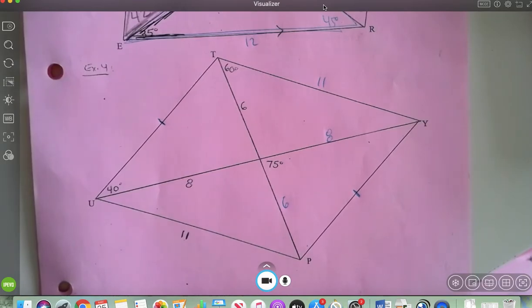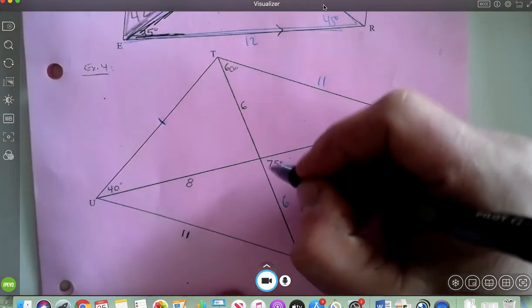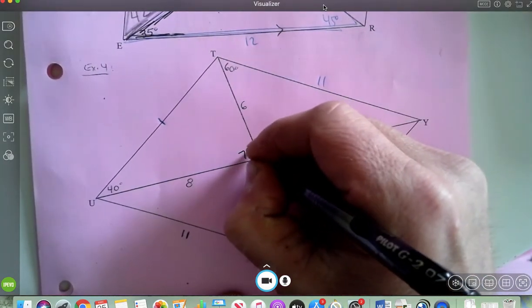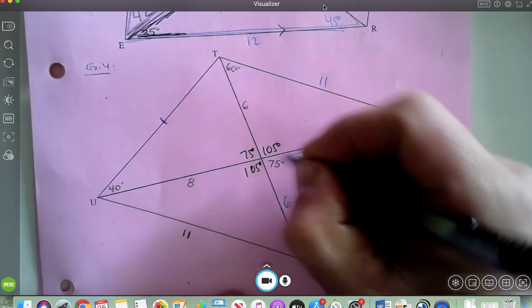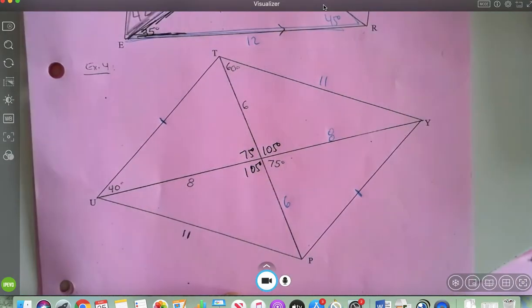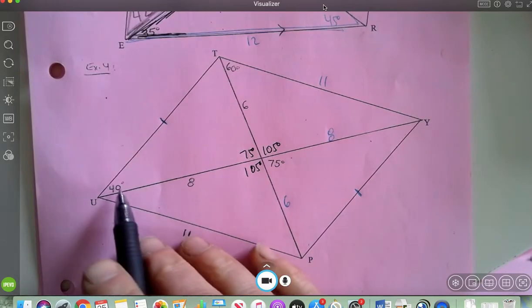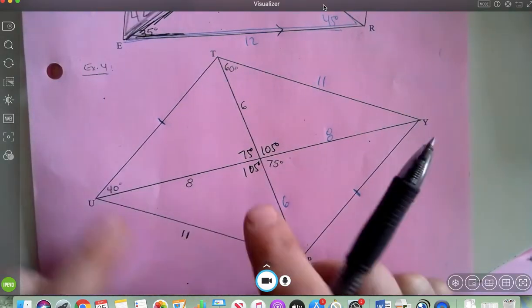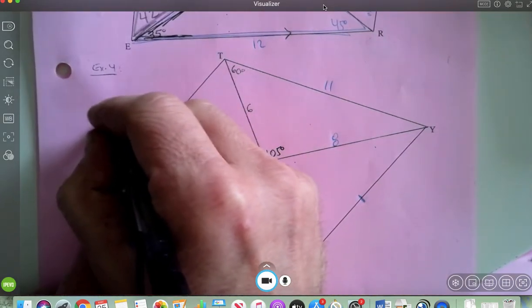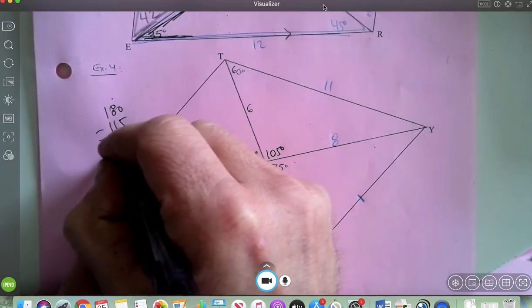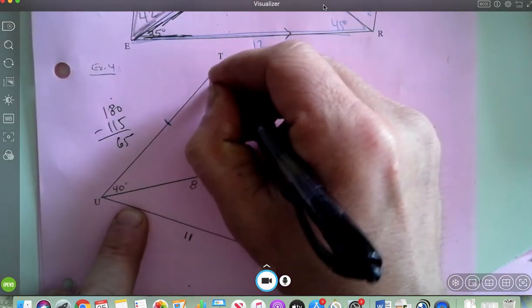Next, I'm going to use a different color to do the angles. I can finish this intersection because they gave me 75. Remember, this is coming from 180 minus 75. And then I can finish this triangle. 40 and 75 are 115. Take that away from 180, and I get 65 degrees. So I have 65 degrees right there.